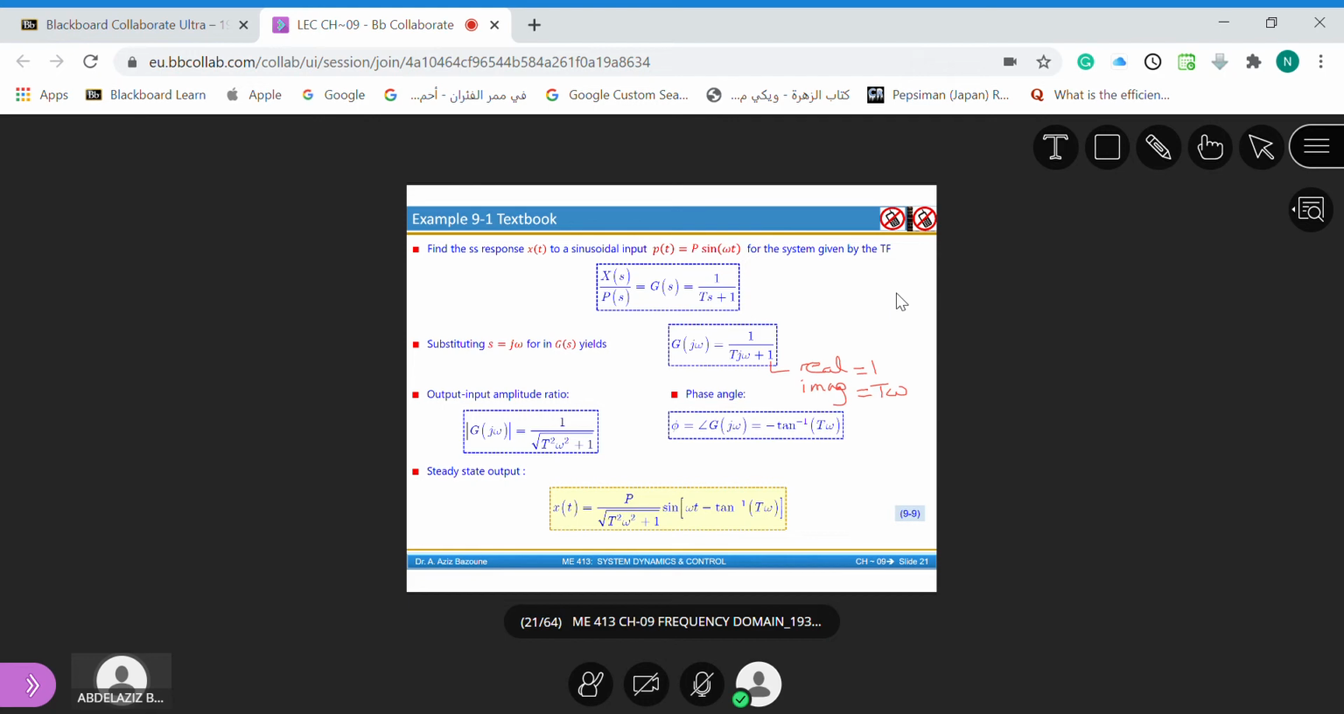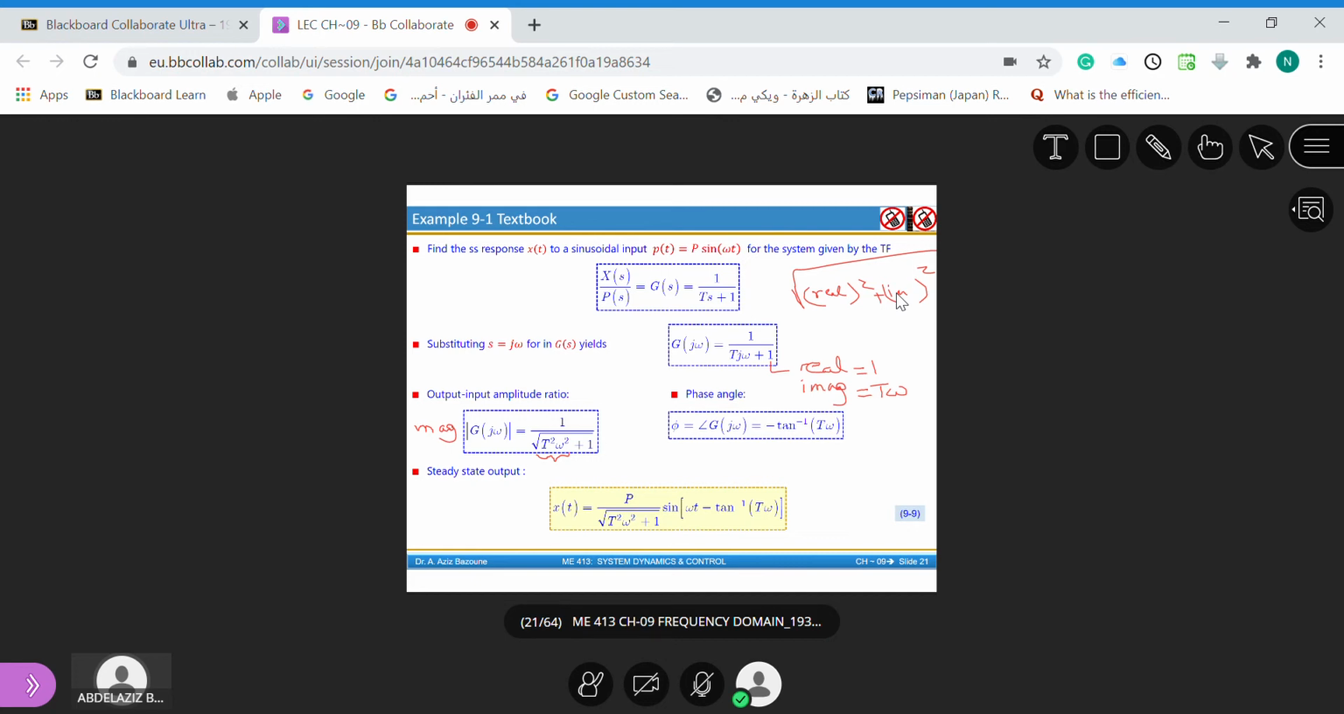When we calculate the magnitude of any number, we have to square the real part, real squared, plus the imaginary squared, under the square root. This is the magnitude. So the magnitude here is 1 over the square root of the imaginary part squared, T²ω², plus the real part, which is 1 squared. So this is the magnitude or amplitude.